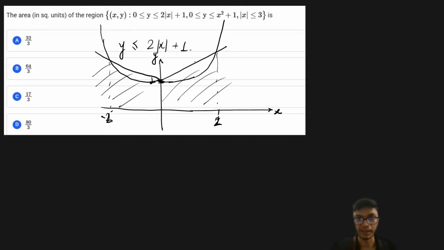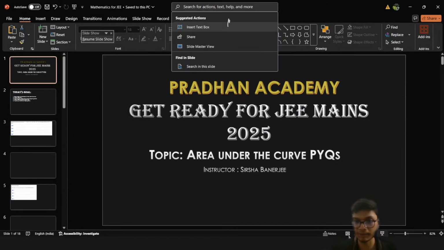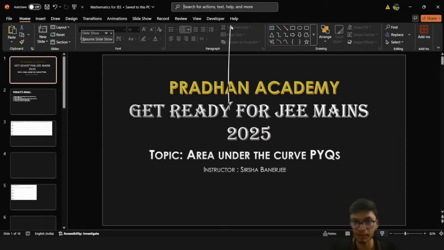Right, fine. So now from here, mod of x is also less than 3. So mod of x is less than 3, that basically means a straight line. Okay, I will just plot a straight line.